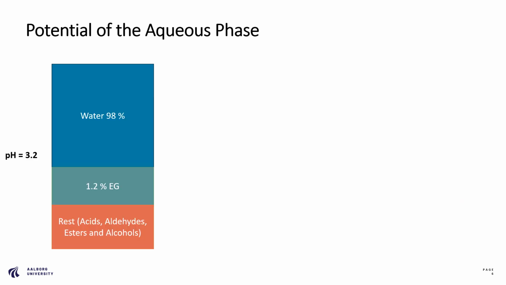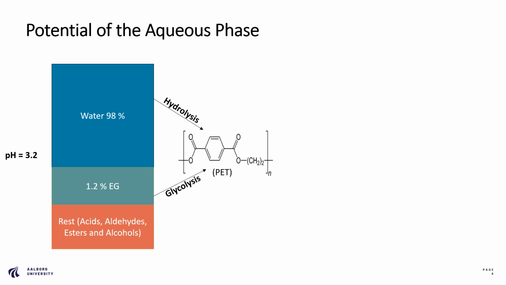Let's explore the potential of the aqueous phase. Since the aqueous phase is mainly water, we can expect the hydrolysis reaction to occur. With about 1.2% EG present, glycolysis might also take place. Additionally, the presence of acids, esters, and alcohol in minute fractions contributes to a synergistic acidic effect, lowering the pH to 3.2. This acidic nature can catalyze the hydrolysis process as well.